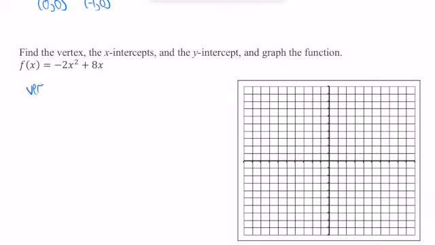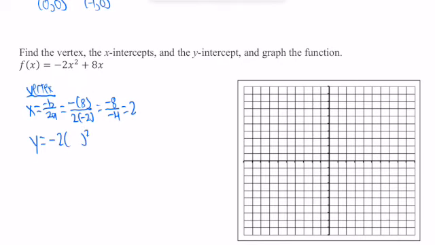For this one, as always, to find the x-coordinate of the vertex, we use the minus b over 2a formula. B for this function is a positive 8. A for this function is negative 2. This gives us negative 8 divided by negative 4. We'll have a positive 2 for the x-coordinate of our vertex.